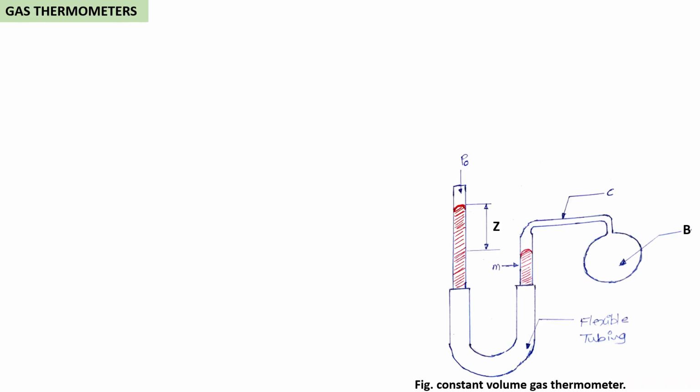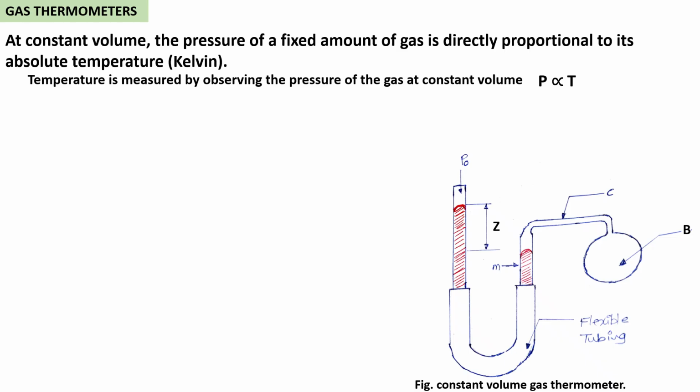Now we will discuss the gas thermometers. Among the gas thermometers, we will discuss the constant volume gas thermometer. The basic principle of the constant volume gas thermometer is, at constant volume, the pressure of a fixed amount of gas is directly proportional to its absolute temperature, which means capital P is directly proportional to capital T at a constant volume. So temperature is measured by observing the pressure of the gas at a constant volume.